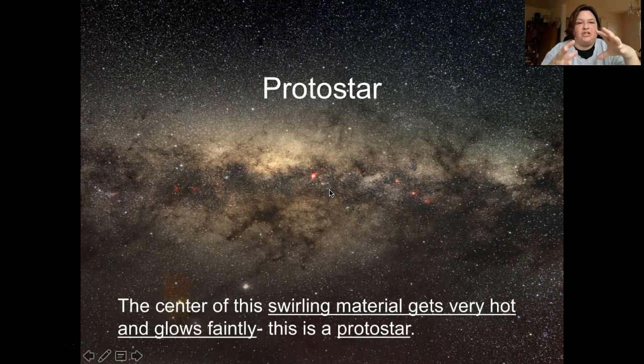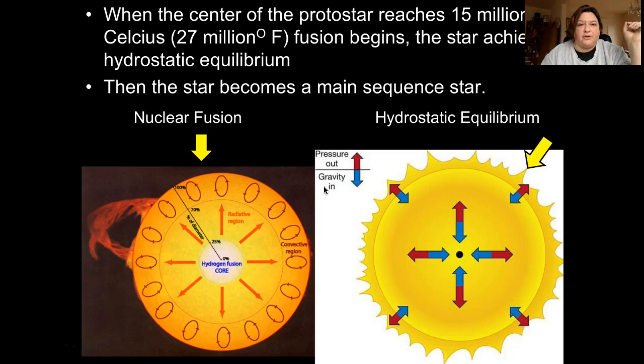But when it does start to glow, so remember it's contracting, and it starts to glow, it becomes a protostar. Now, the protostar is not something we can see in the sky at night. It's very, very dim. It hasn't started burning like our sun yet. It's still kind of just a glob of dust and gas that's getting warm. So we call that swirling material a protostar.